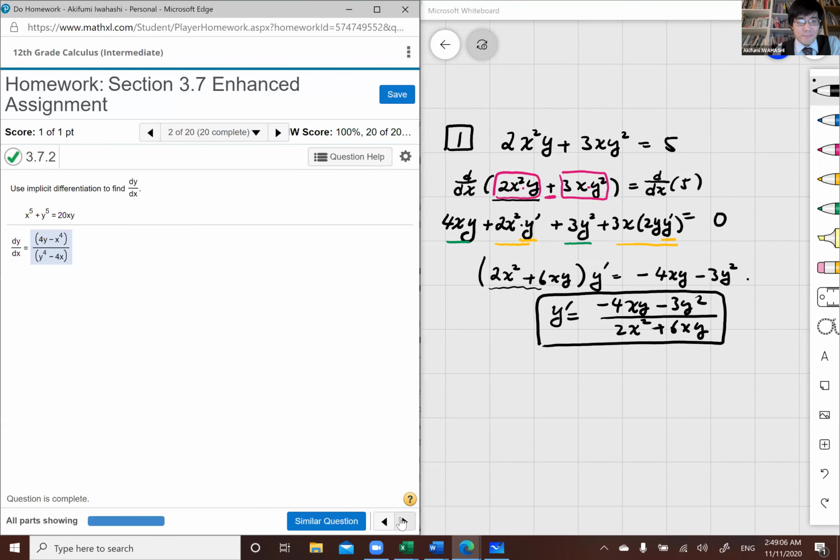Okay, number 2. It's going to be the same kind of question. x to the power of 5 plus y to the power of 5 is equal to 20xy. The right-hand side is not equal to 0, but we still can differentiate both sides by x.